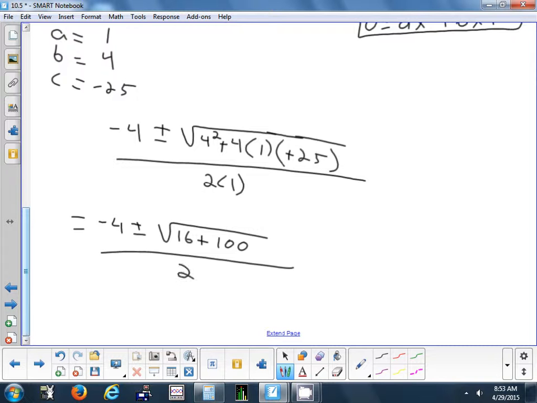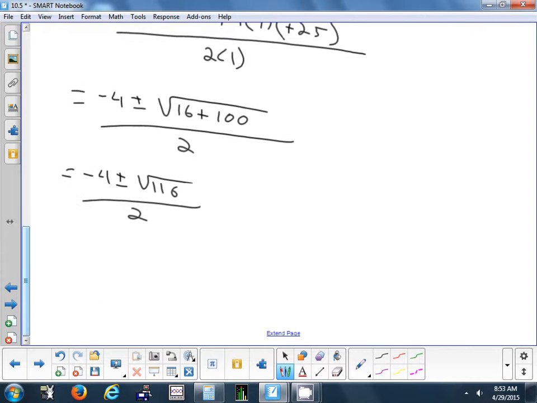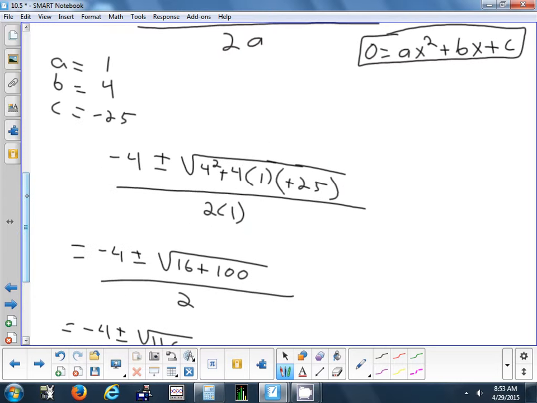All over 2. All right, so now we've got negative 4 plus or minus the square root of 116 divided by 2. This 4? Yeah. We multiplied 4 times 1 times 25. Okay, but do not add 4 squared plus 4. You can't do that. Remember PEMDAS, multiplication before addition. So you always multiply these together, then add to the squared number.